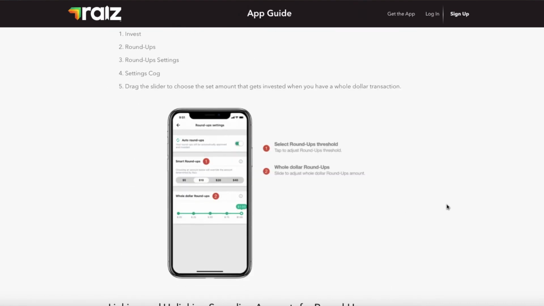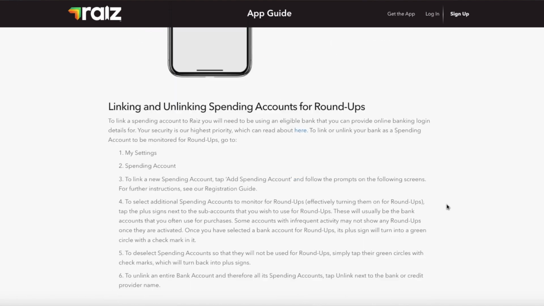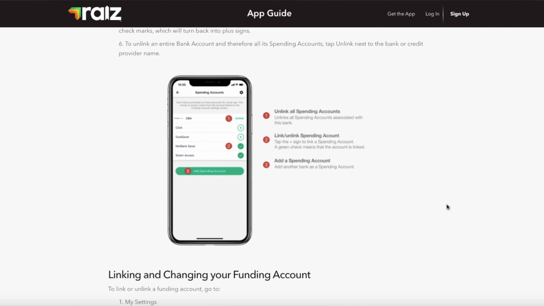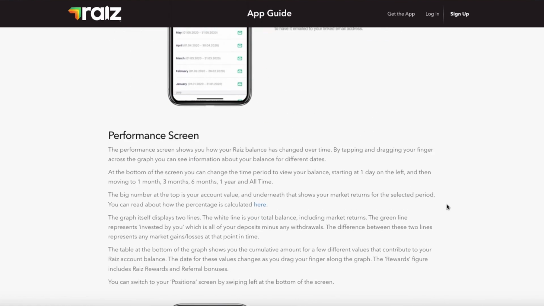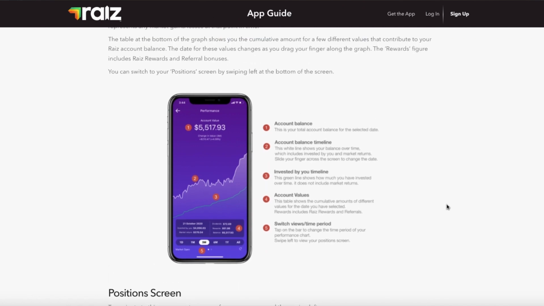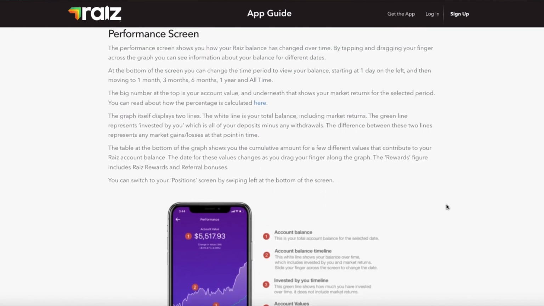It also gives you the live performance screen, which has information on the account balance, how much is invested by you, and then what's the balance at the moment. And you can switch to different periods to have a look, say for example, 1 day, 1 month, 3 months, 6 months, 1 year, or the whole time.